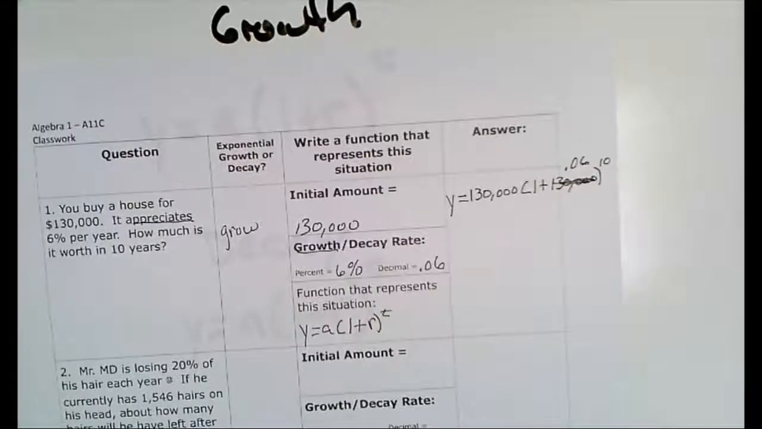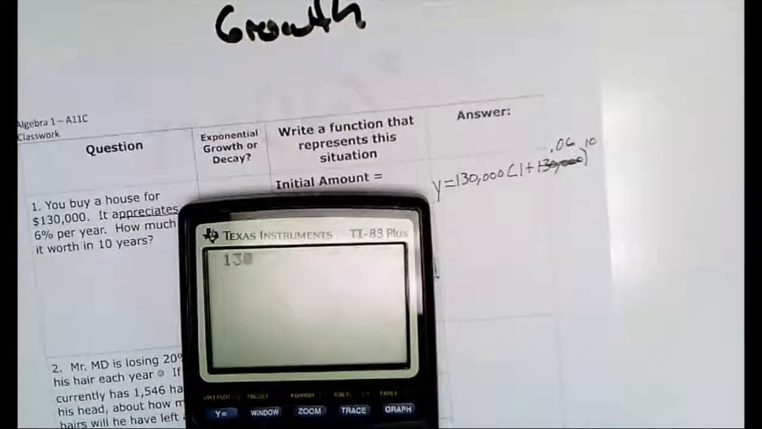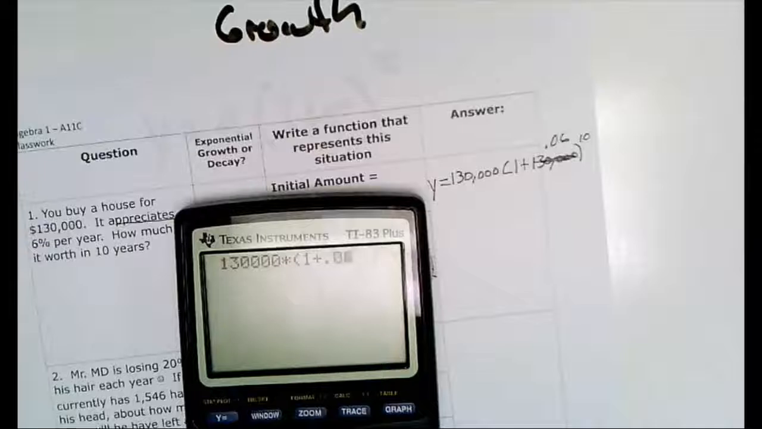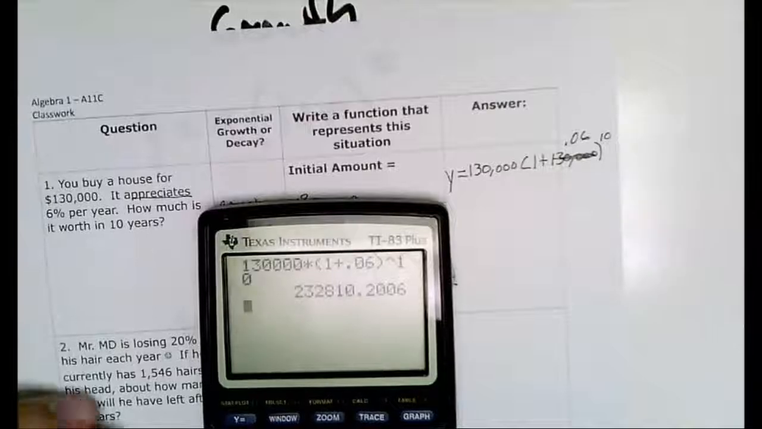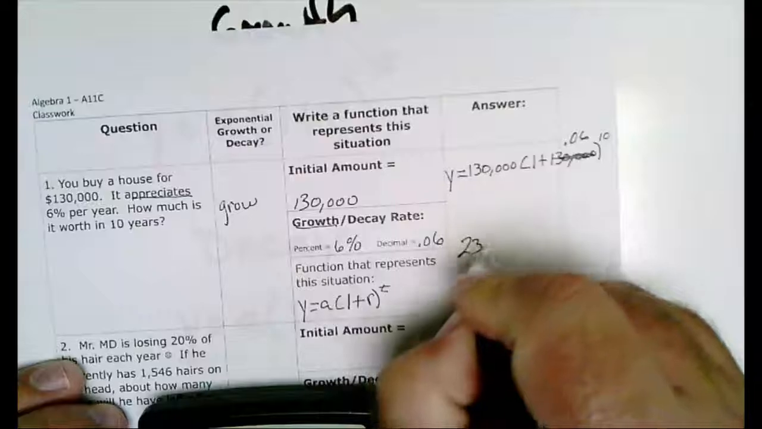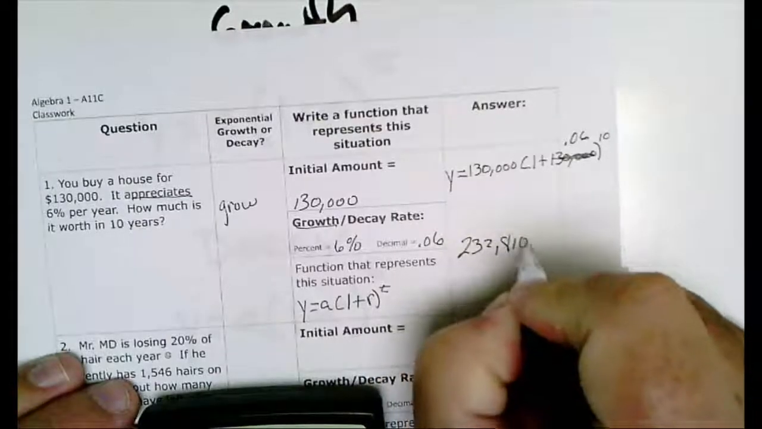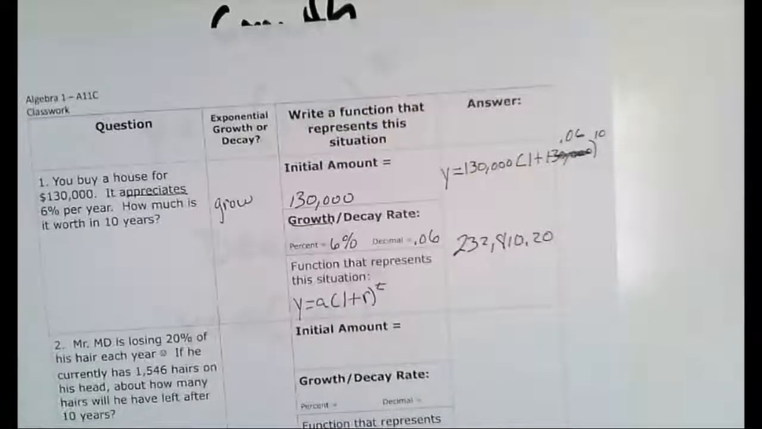Okay, so we have inputted all our information, and we're going to input it into our calculator to save us a little bit of time. 130,000 times 1 plus 0.06 to the 10th power, and we get, so it appreciates, so in 10 years it will be worth $232,810.20. Okay? So let's look at our next one.